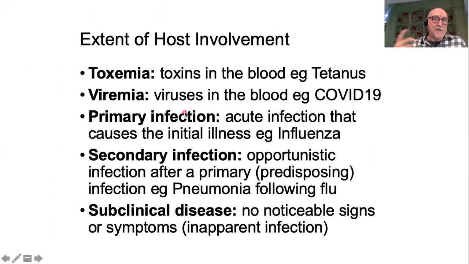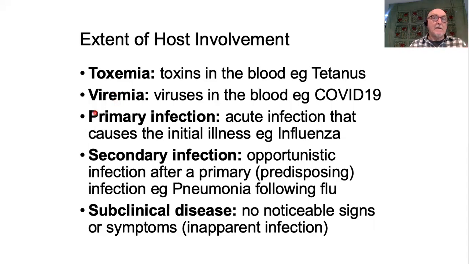Having toxins circulating is referred to as toxemia. Very commonly, this is from the whole group of organisms, the Clostridia, and from other bacteria such as anthrax. Various bacteria can produce toxins which circulate through the body and cause reactions. Viremia is the circulation of virus in the body.